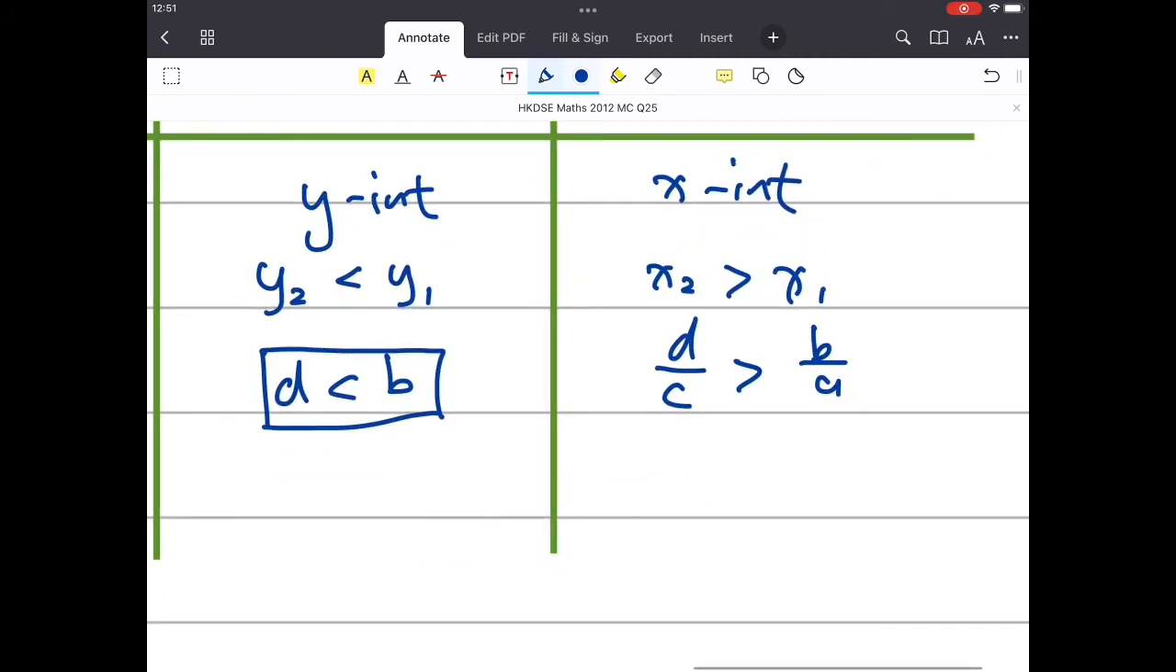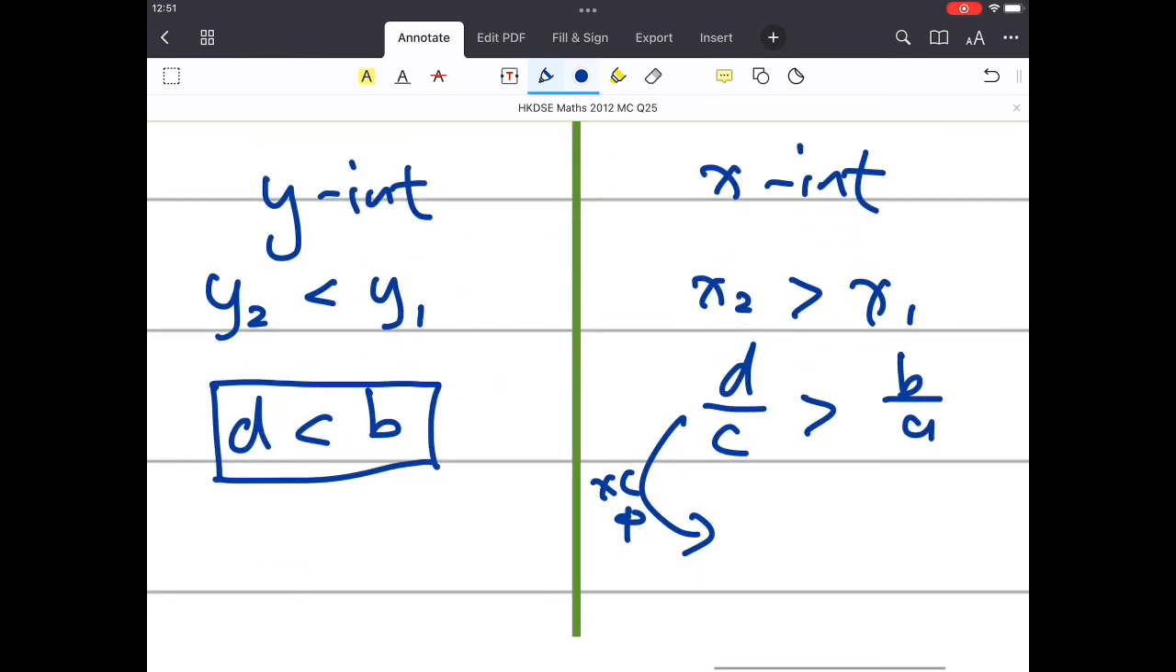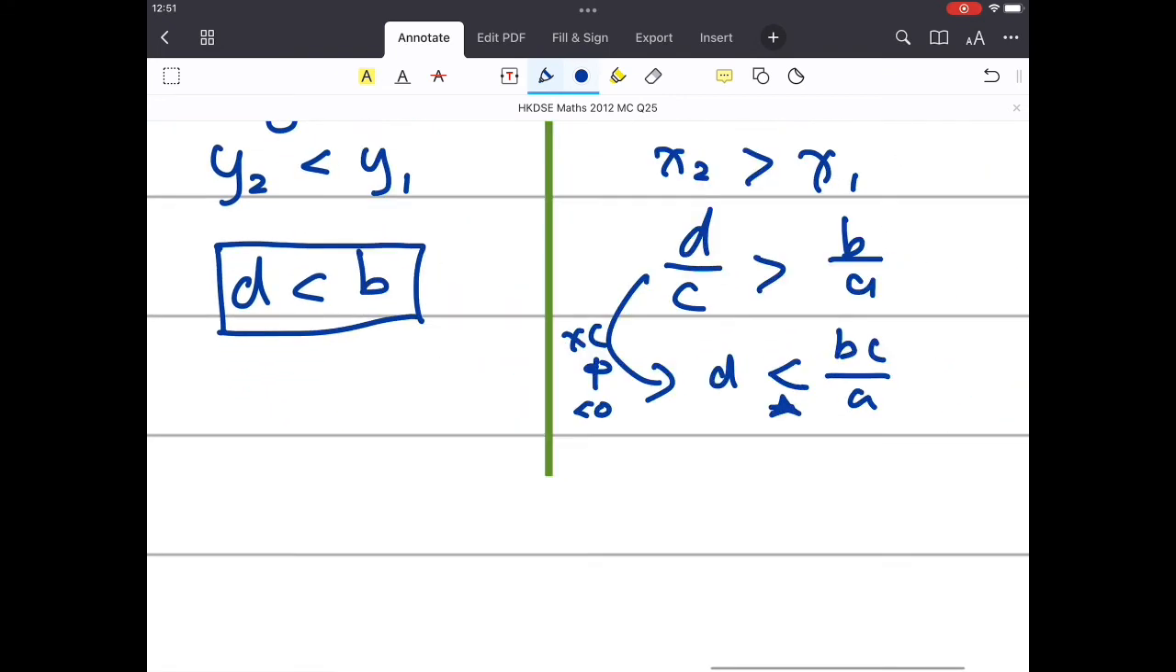This one's a little bit more complicated, so be careful. First of all, we multiply c to both sides. And remember, you need to check the sign of c. From above, you know that c is smaller than 0. If you multiply a negative number, it will change the sign. So d is now smaller than b times c over a.